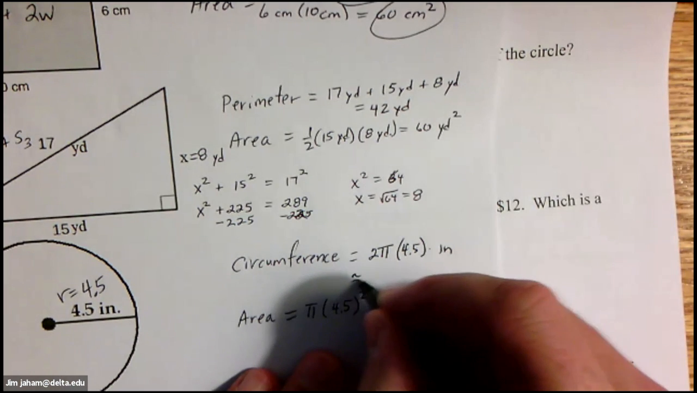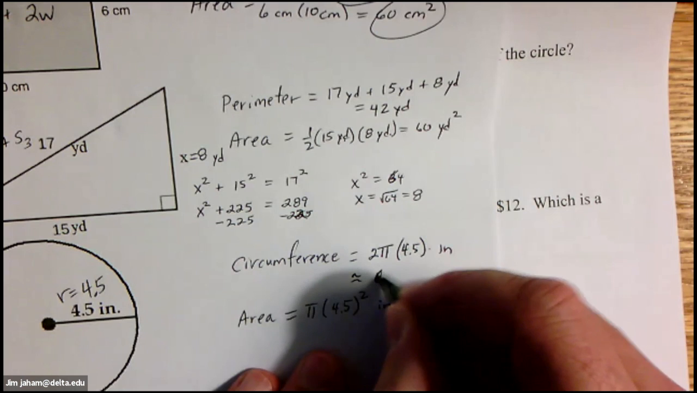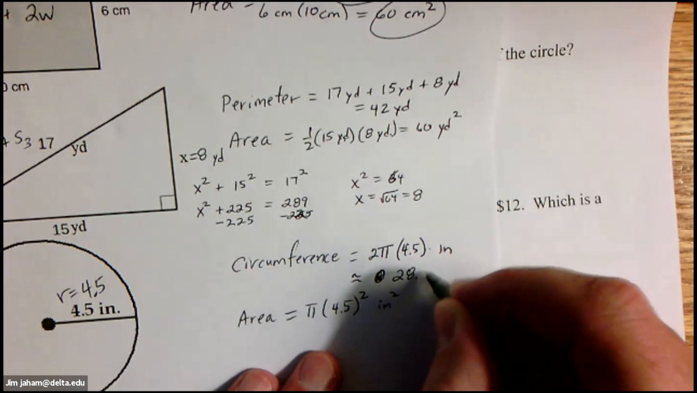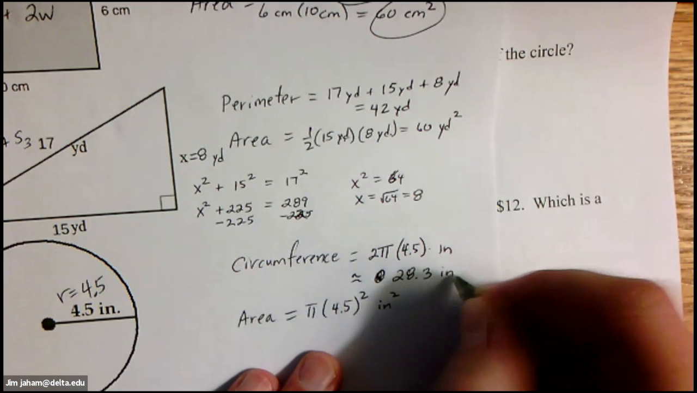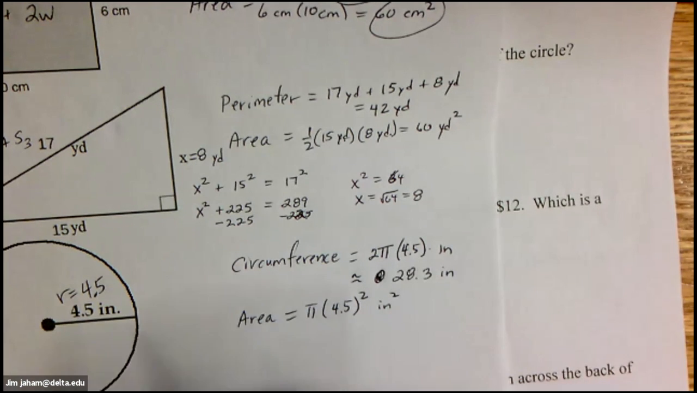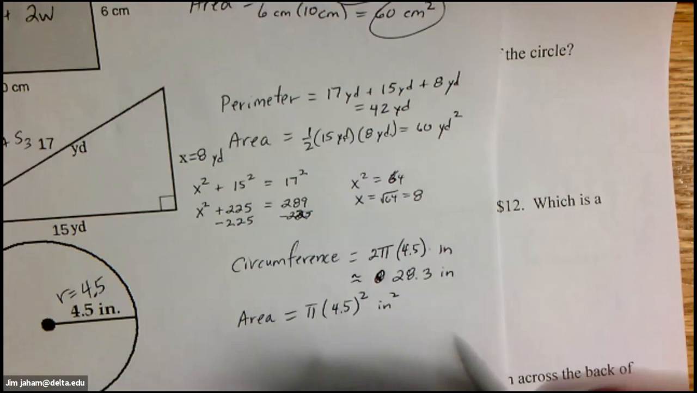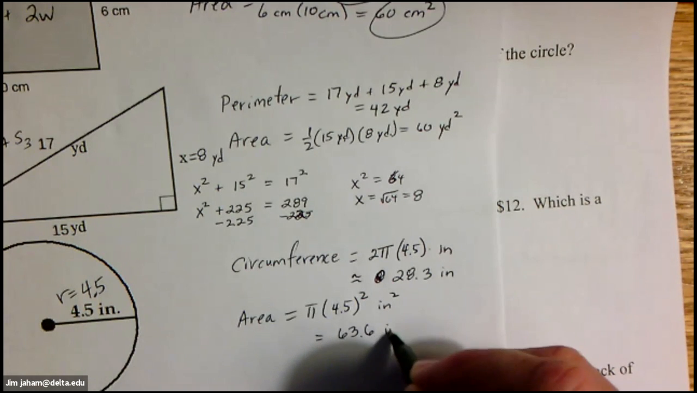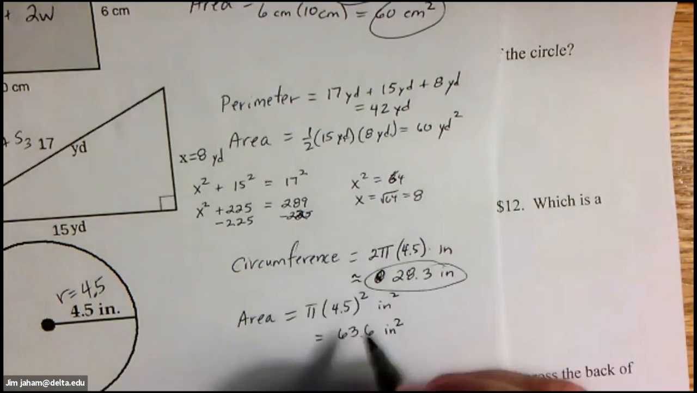So this is about 28.3 inches. I round to the nearest tenth because the one measurement we had was rounded to the nearest tenth. And this is 63.6 square inches.